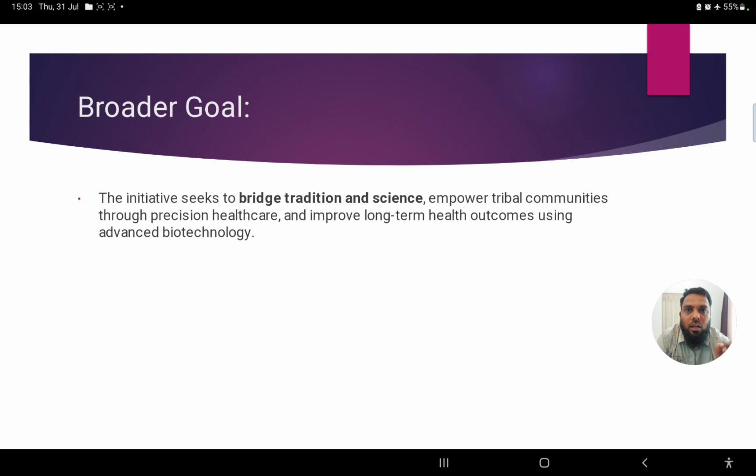Therefore, the traditional knowledge that they have, or the genome that they have, if you try to understand it, that can definitely act as a bridge between tradition and science, right? And therefore, with this, they can empower the tribal communities through precision healthcare and improve the long term outcomes using advanced biotechnology, right? So, this is the goal of the Indian government.